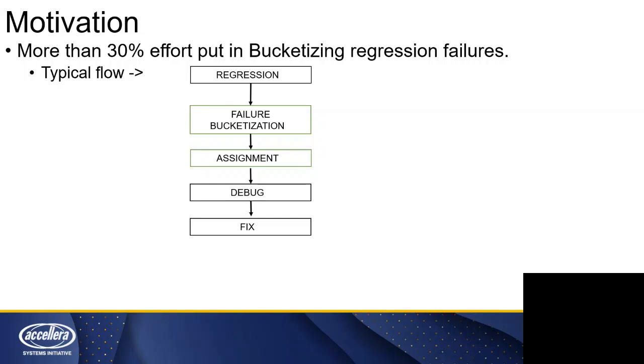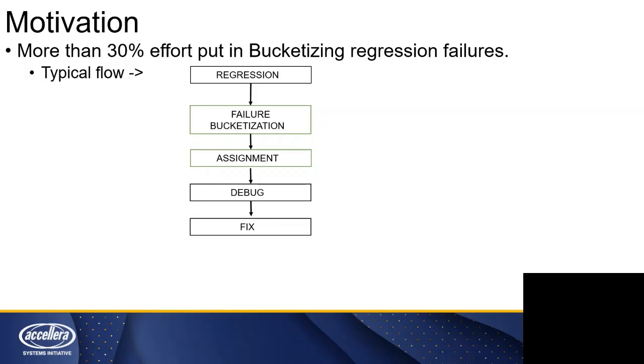Failure bucketization and assignment happens after regression is complete, and it precedes the detailed debugging stage. Basically, a high-level analysis is done to understand the nature of these failures, triage, and eventually assign them to relevant engineers for detailed analysis. It constitutes an important pre-processing debugging step, also referred to as failure bucketization.